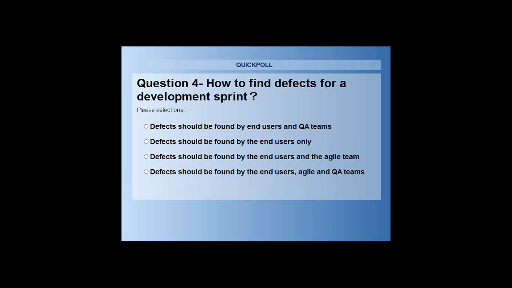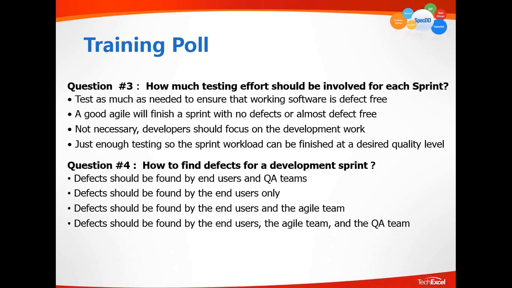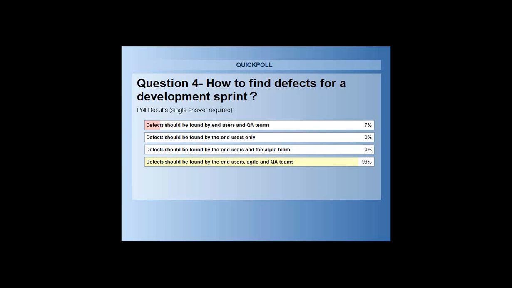Okay, so the answer to question number 4. Well, I think people are still voting. How about we close it right now? Okay, already 60% voted. So far 93% are answering that defects are found by the Agile team, the QA team, and end users. An Agile team in a Scrum process, please don't forget, includes integrated QA members. So we'll continue now.